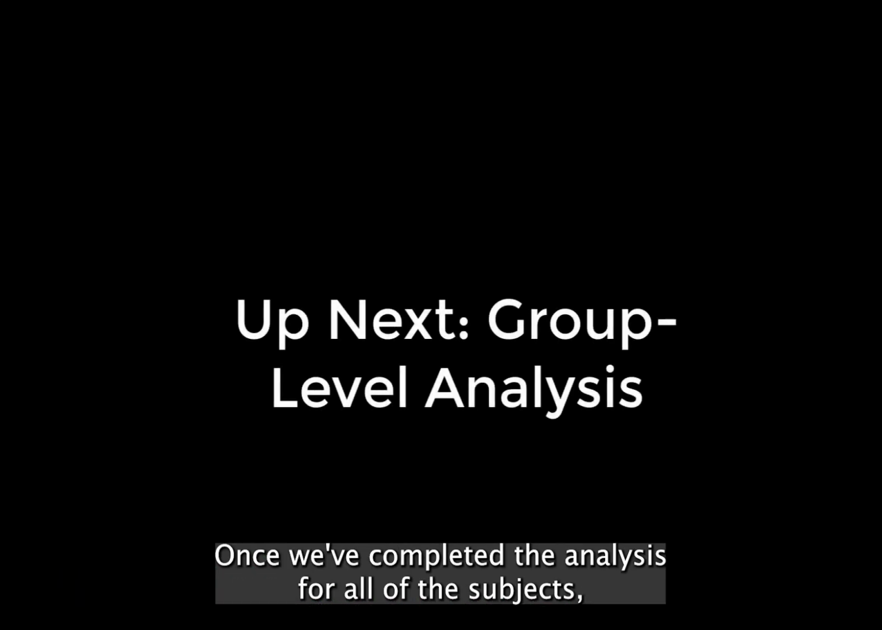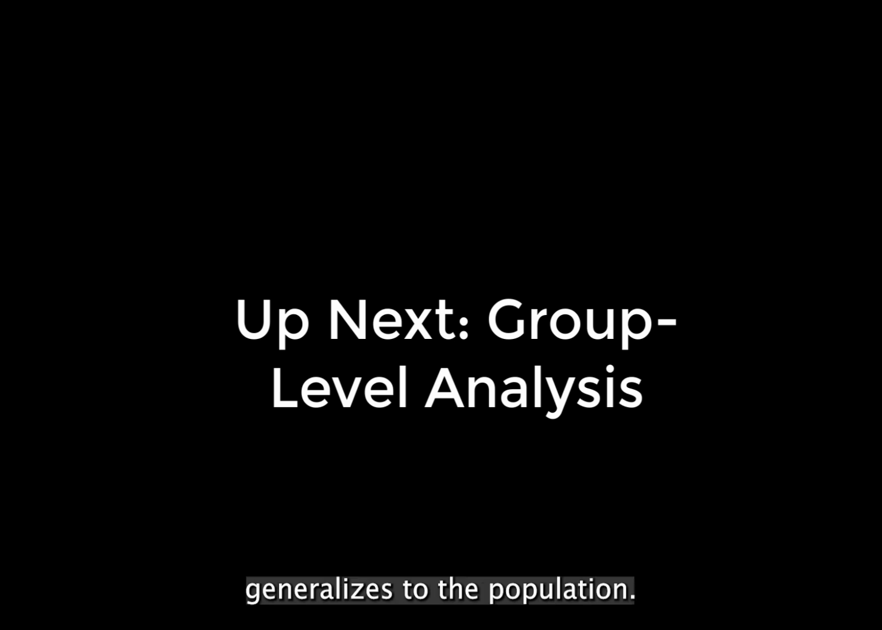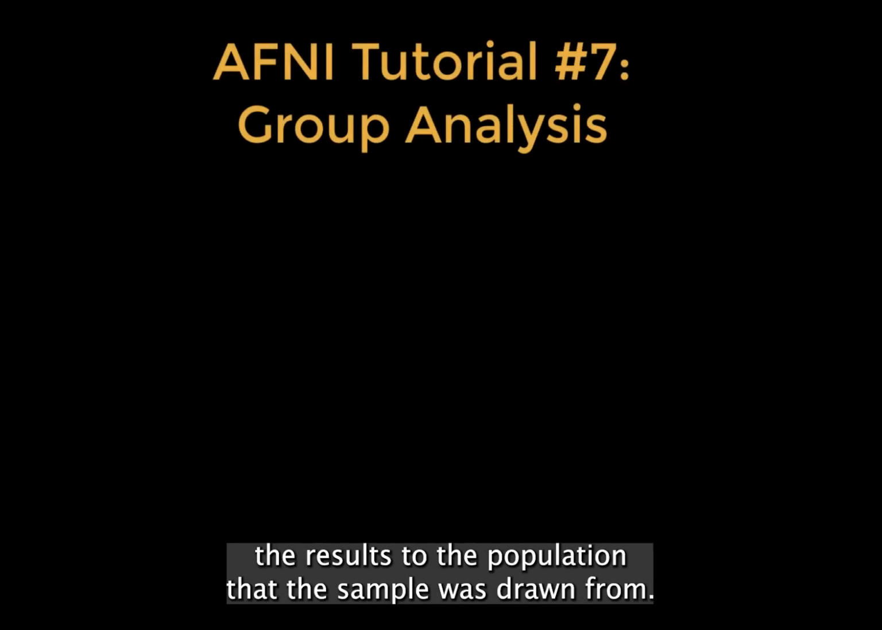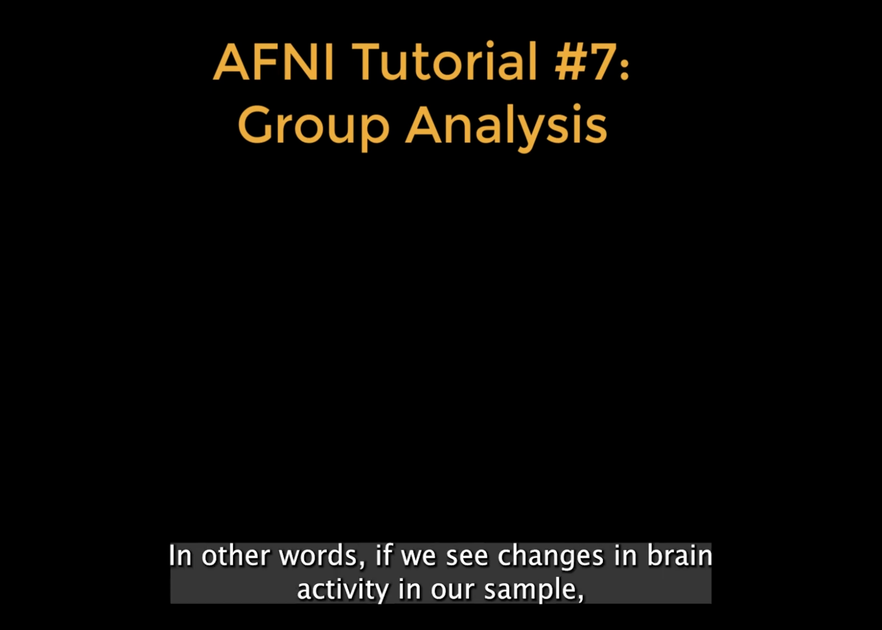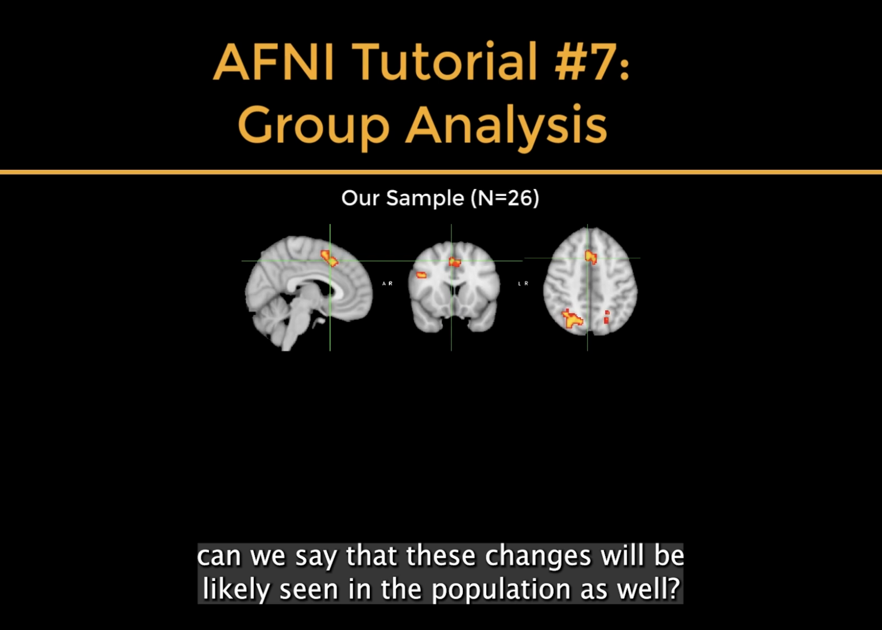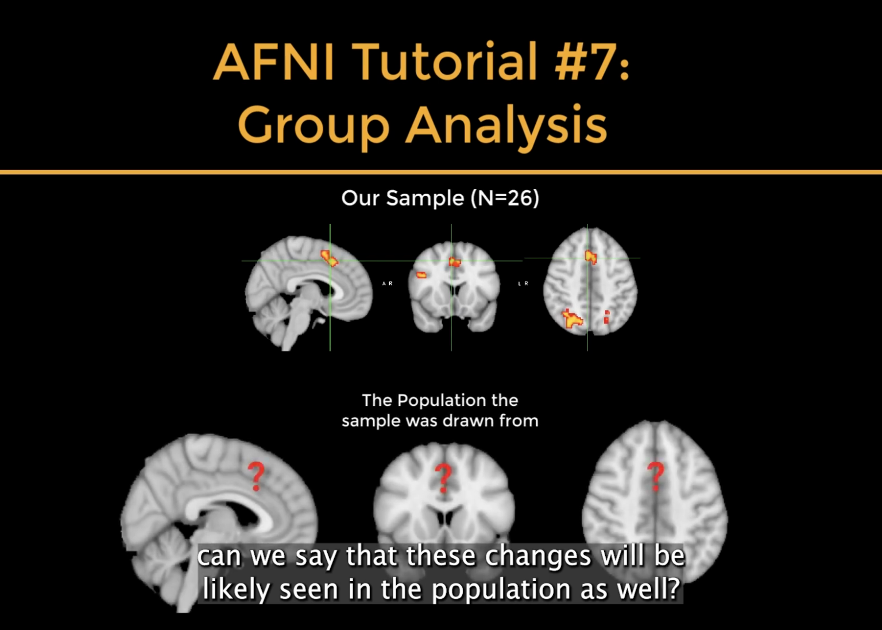Once we've completed the analysis for all of the subjects, we can do a group-level analysis to determine whether our congruency effect generalizes to the population. Our goal in analyzing this data set is to generalize the results to the population that the sample was drawn from. In other words, if we see changes in brain activity in our sample, can we say that these changes will be likely seen in the population as well?